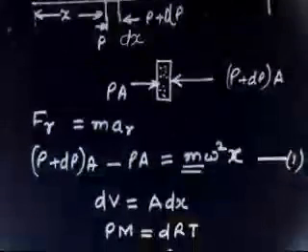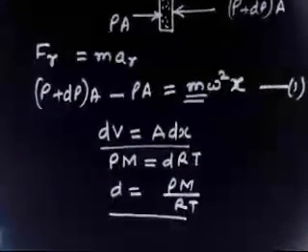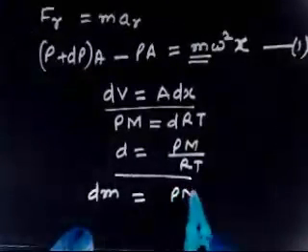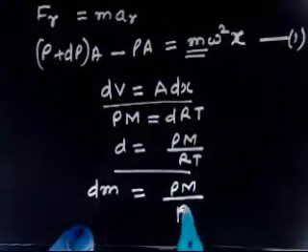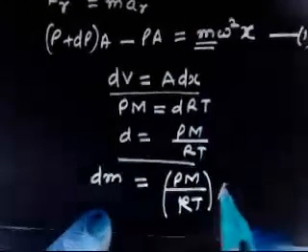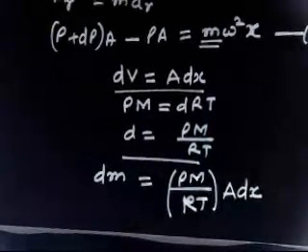Now I know the density, I know the volume. If I multiply density into volume, I will get mass. So the small mass dm will be density, PM by RT, into volume, which is A into dx. That's the mass of the small part.